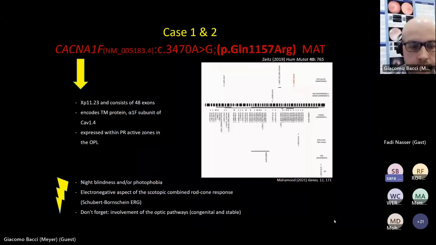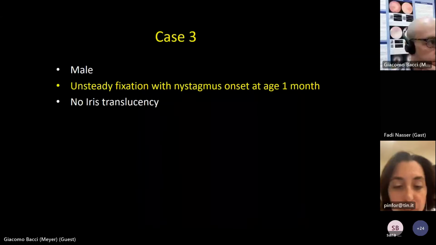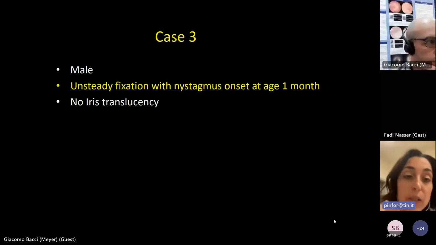For this gene, we need to remember that these patients most commonly have night blindness and photophobia, and they frequently have an electronegative aspect at ERG. In general, we can also say that from some recent works, CACNA1F mutation can be associated with an involvement of the optic pathways that seems to be mainly subclinical, but stable in time. So now I leave you to the second case. We have another case, case 3.